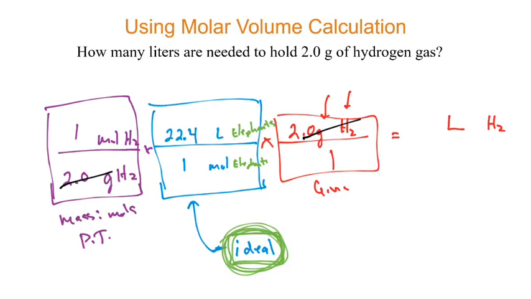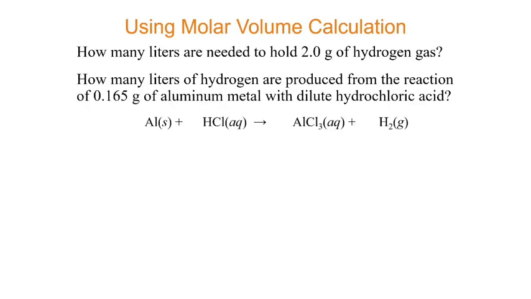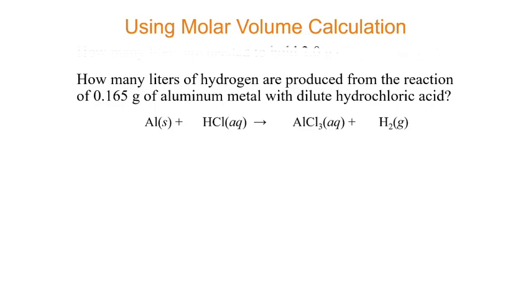So we now have a basic fundamental on how to deal with those conversions. So we might as well kick it up a big notch. Ta-da! New question. As I read the old question, how many liters of hydrogen are produced from the reaction of 0.165 grams of aluminum metal with dilute hydrochloric acid?